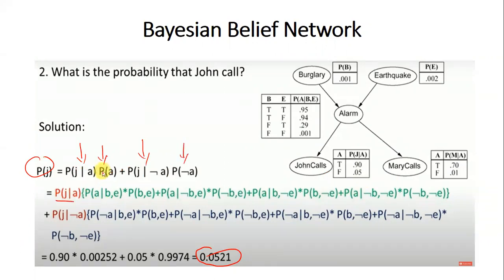Probability of alarm is what? Probability of alarm given that there is a burglary and earthquake times probability of burglary and earthquake, plus probability of alarm given no burglary but earthquake times probability of no burglary and earthquake, plus probability of alarm given burglary and no earthquake times probability of burglary and no earthquake, plus probability of alarm given no burglary and no earthquake times probability of no burglary and no earthquake. Similarly, you should also do this for the probability of not having an alarm, right?